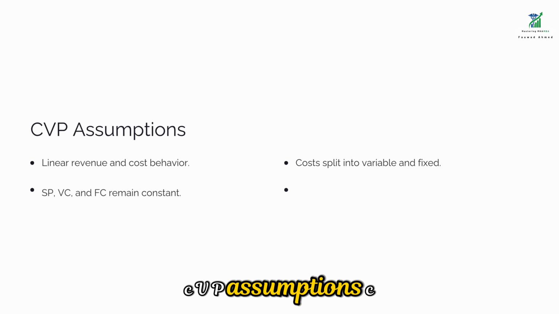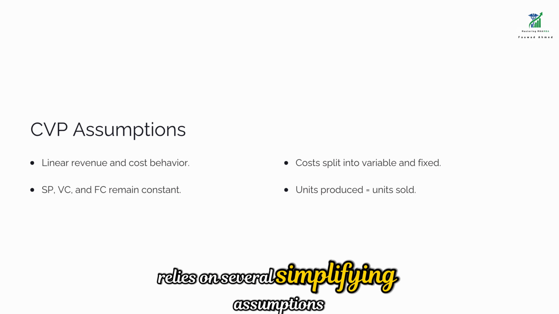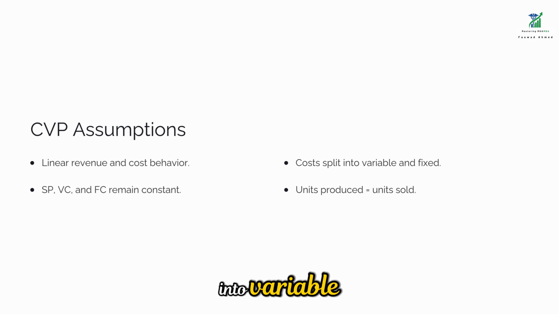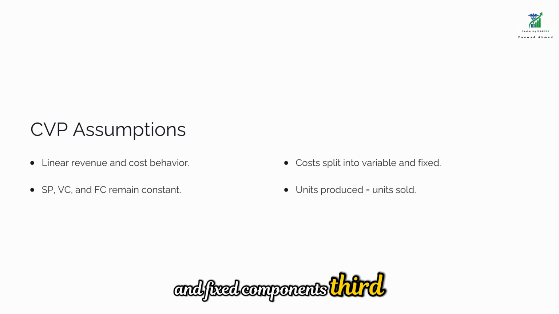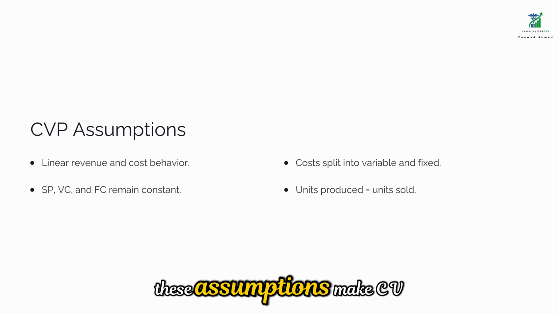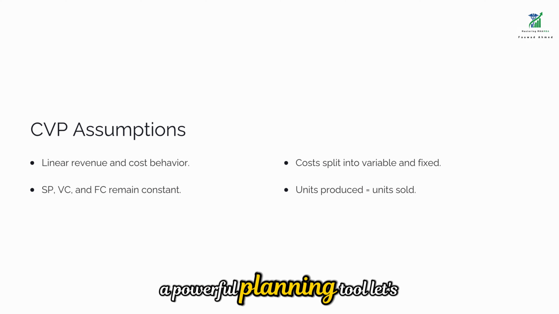CVP assumptions. CVP relies on several simplifying assumptions. First, revenue and cost behavior is linear within the relevant range. Second, costs can be separated into variable and fixed components. Third, selling price, variable cost per unit, and fixed costs remain constant. Fourth, units produced equal units sold. These assumptions make CVP a powerful planning tool.